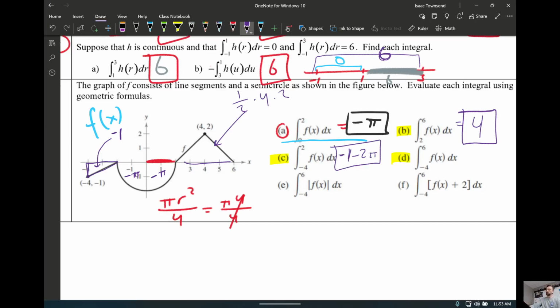Then if you wanted to know from -4 to 6, it would be the exact same stuff. That's where I think it helps if you label it, because you might need it again. -1 minus pi plus 4 should give you 3 minus 2 pi. Everybody's all right with that? I can go in more detail if I need to.